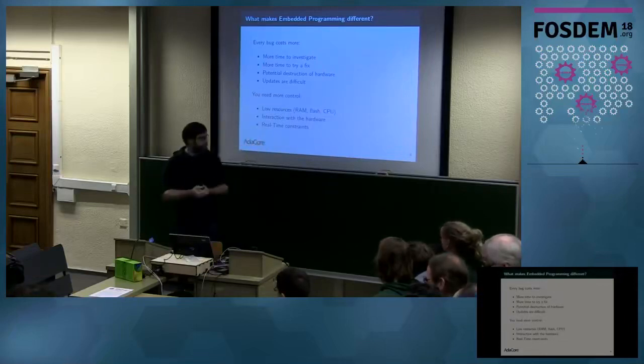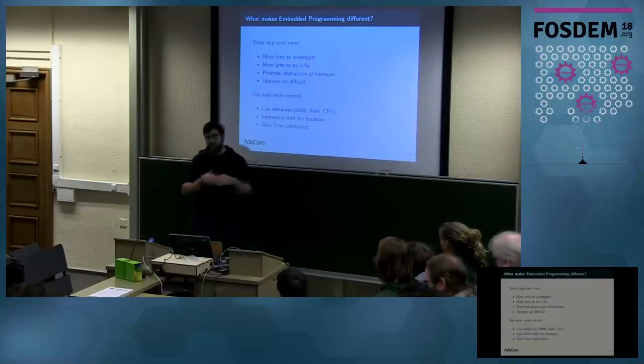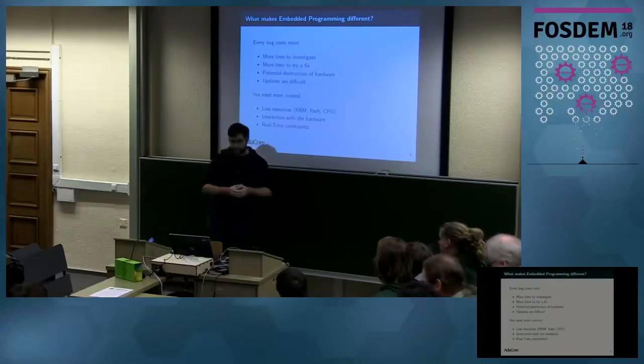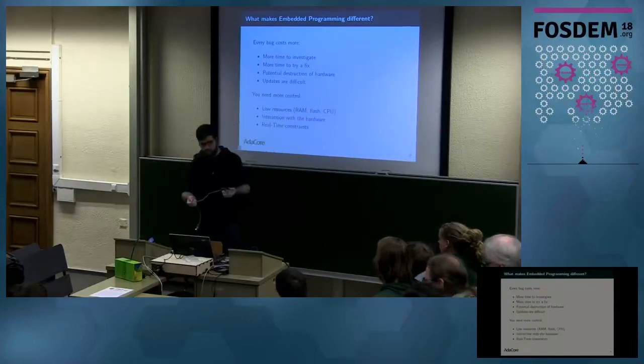If you make a mistake, if there's a bug, you can potentially destroy your hardware, and that's an example that I will take later. Or even, I don't mention it here, but you can also injure people or kill people in the example of aircraft or trains, stuff like that. And updates are usually also very difficult to propagate. If you have a product on a board like this one, it's very difficult to propagate an update once you have a bug in it.